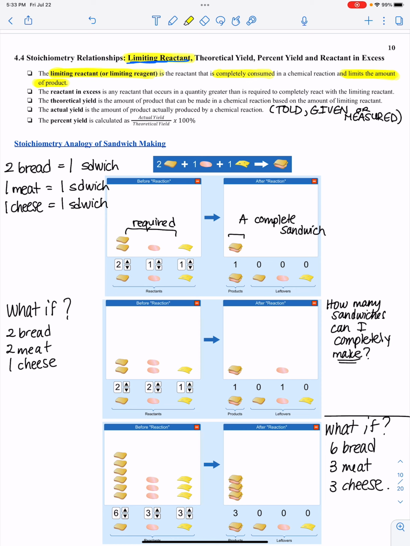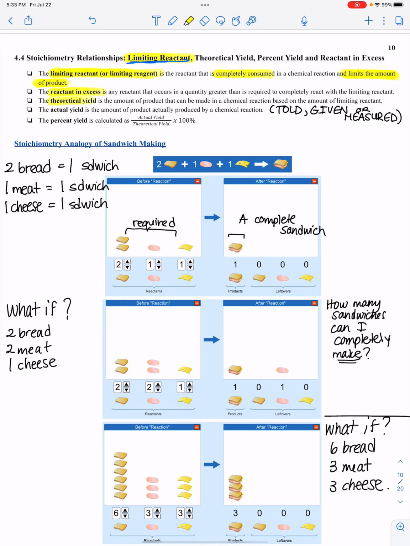I'm going to use that analogy with sandwiches, right? Like if you're making a sandwich and I need 2 slices of bread and I only have 1 slice, well, I can't make a sandwich, or the bread is limiting how many sandwiches I can make. Then you have your reactant in excess, which is what it sounds like. It's going to be the reactant that we have extra of.